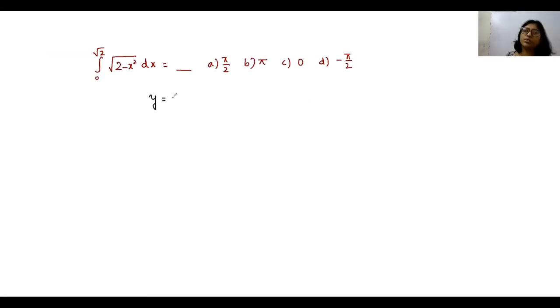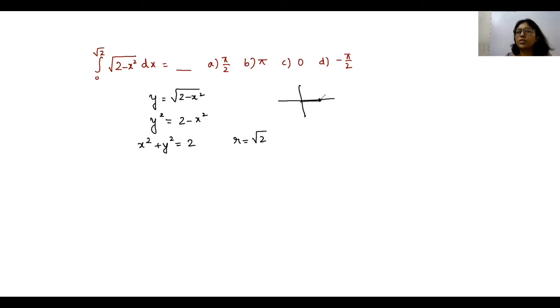You can take it in this way, squaring both sides, that it is a circle with r square as 2, and so r is root 2. And we are looking only for 0 to root 2, that means from 0 to root 2, only this much. And y positive, so it's in the upper half plane. That means only one quadrant.